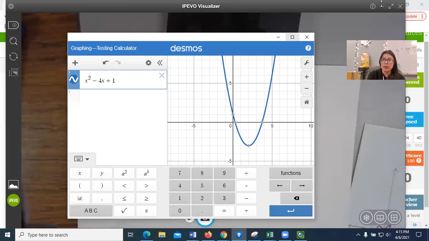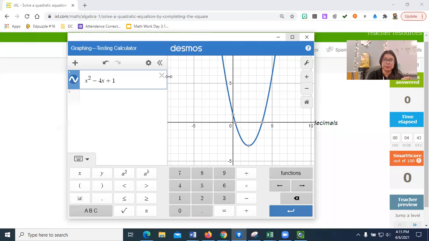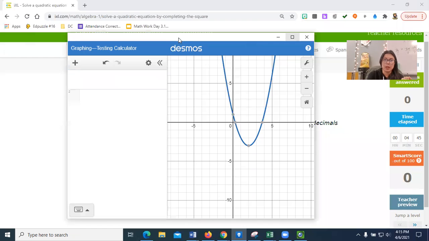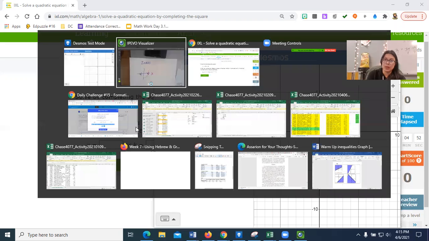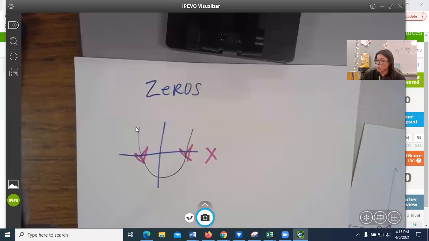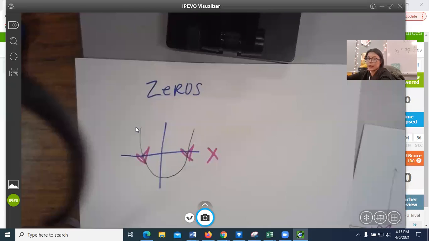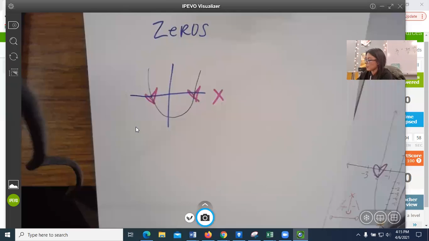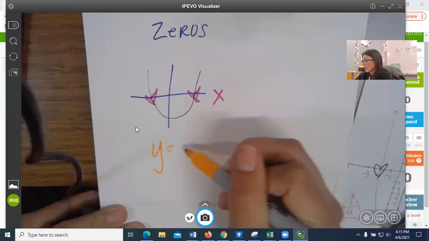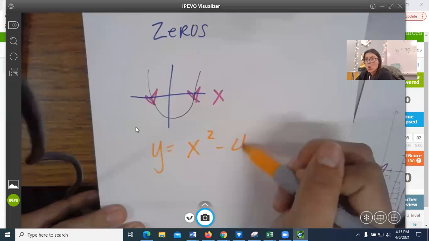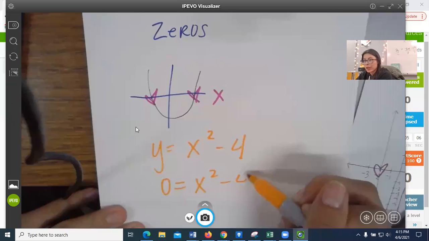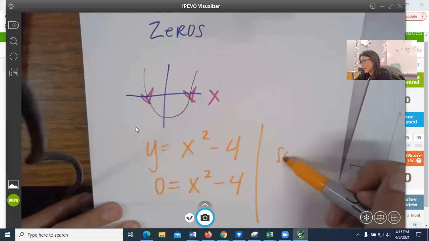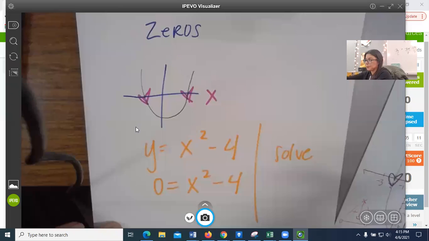Okay, let me do some examples on Desmos so you can see what it looks like. So here's Desmos. Now, for you to do this correctly, your equation has to be either in y equals, like y equals x squared minus 4, or it can be in 0 equals. If it's not, then you need to solve it. So what do I mean?